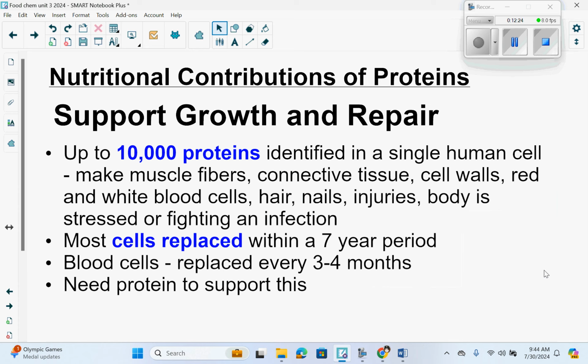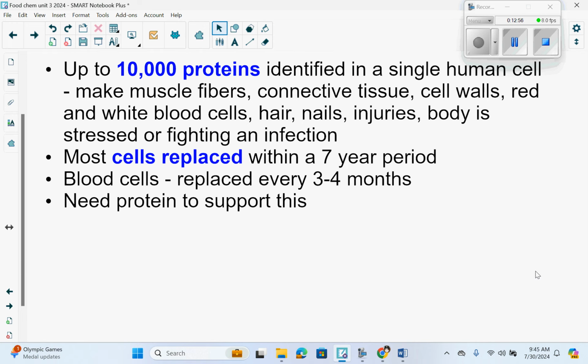Nutritional contributions of proteins. Proteins support growth and repair. There's up to 10,000 proteins identified in a single human cell. These make muscle fibers, connective tissues, cell walls, red and white blood cells, hair, nails. They help with injuries or when the body is stressed or fighting an infection. Most cells are replaced within a 7-year period. Blood cells are replaced every 3 to 4 months. You need proteins to support this.